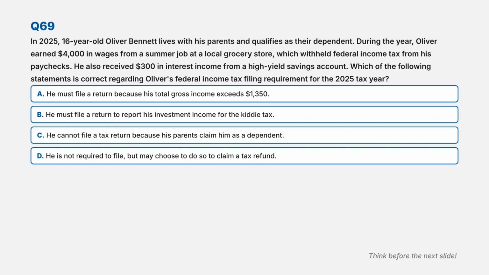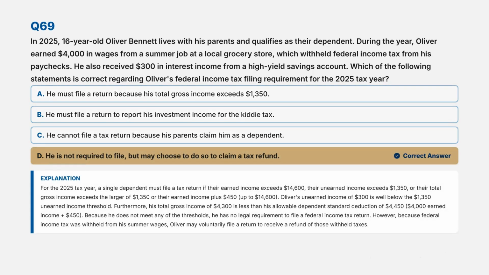A. He must file a return because his total gross income exceeds $1,350. B. He must file a return to report his investment income for the kiddie tax. C. He cannot file a tax return because his parents claim him as a dependent. D. He is not required to file but may choose to do so to claim a tax refund. The correct answer is D. He is not required to file but may choose to do so to claim a tax refund.